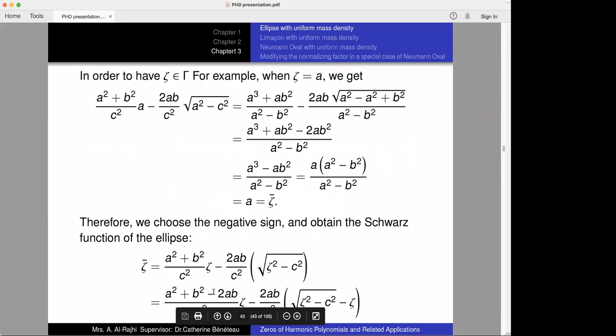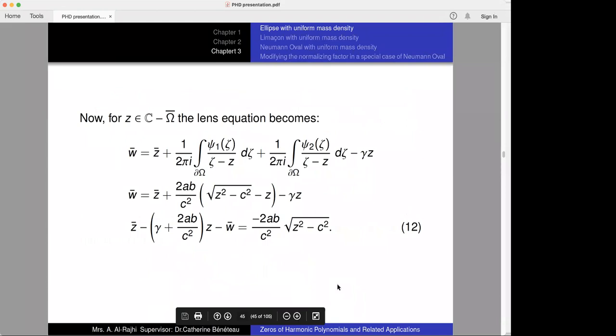The first part will be my psi 1. The second part will be my psi 2. Rewriting the lens equation, it becomes this formula. By integrating the first part, psi 1 over zeta minus z, it's analytic, and by using Cauchy's theorem, it will be 0. While for this one, we will use Cauchy's integral formula, which will give us psi 2 of z.